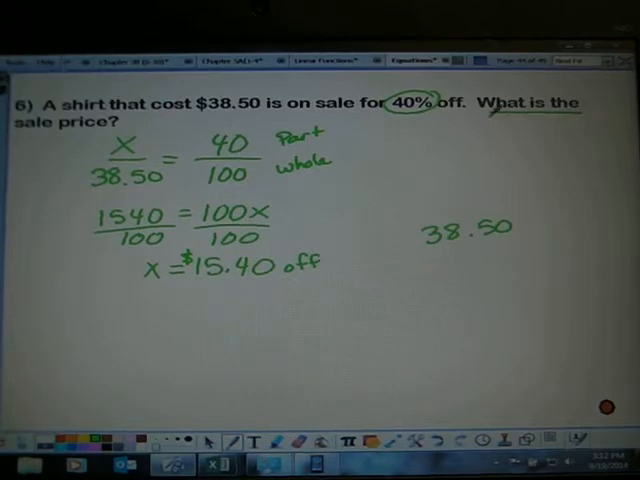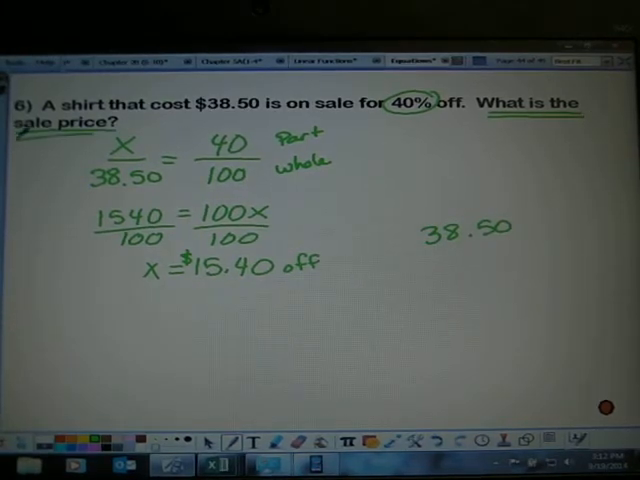Got to make sure you read that question. What is the sale price? The sale price is not going to be $15.40. The sale price is going to be, take that off, and now you're left with $23.10. That's the price you're going to pay.